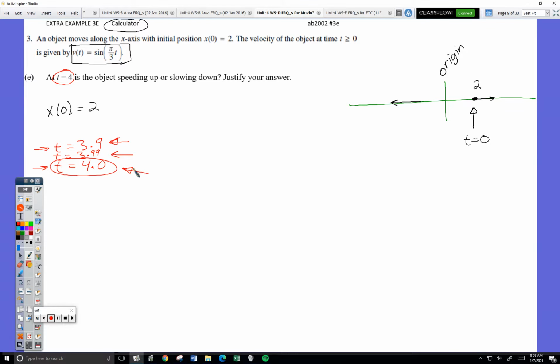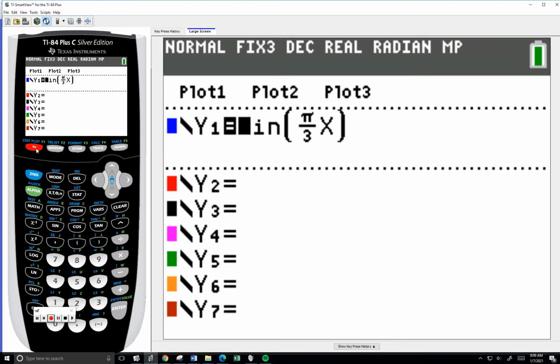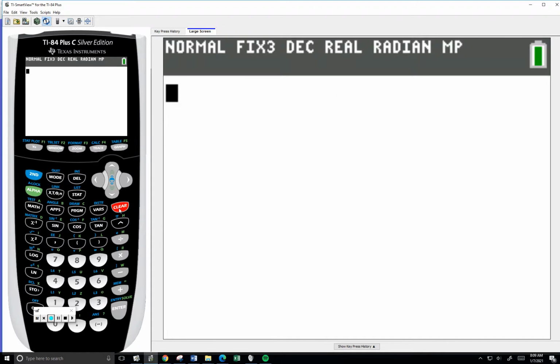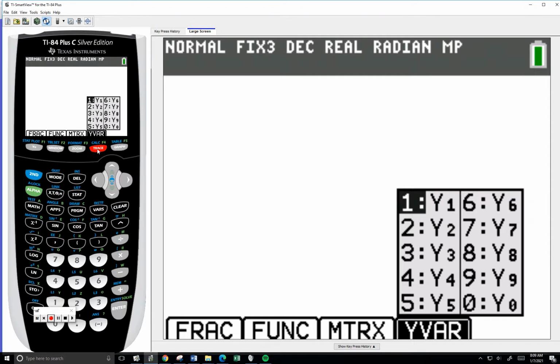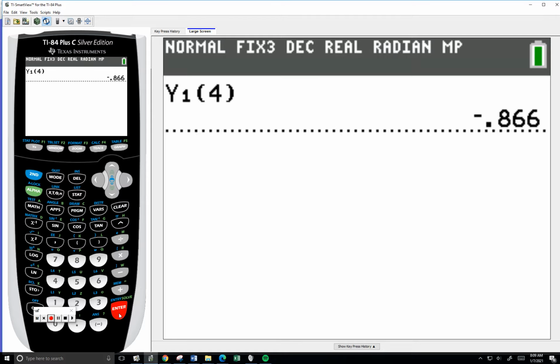So here's where we start. We're going to go find the velocity of the particle at time equal 4. It's not very difficult because we're allowed to use our calculator. So, 2002 3E. I've got it all set up here already. So there's the formula that they gave us in the problem. All I have to do is go to the main screen. I've showed you this before. I choose y1 because y1 is the velocity. I plug into y1 a time of 4. And I'm going to write that down, negative 0.866.